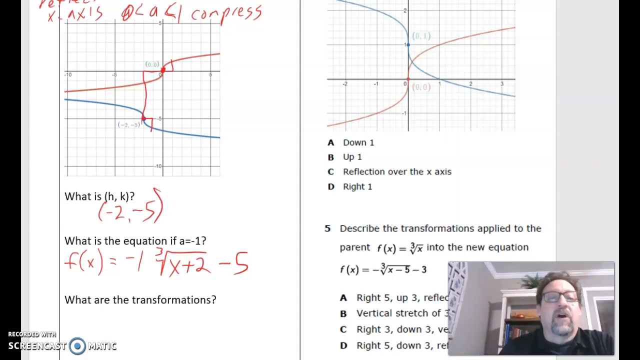So the transformations are flip across the x-axis. So instead of going up, it's going down. Flip or reflect across the x-axis. It says reflect on the test, so let's say reflect. Reflect across the x-axis. Handwriting is wonderful. Left 2, down 5.